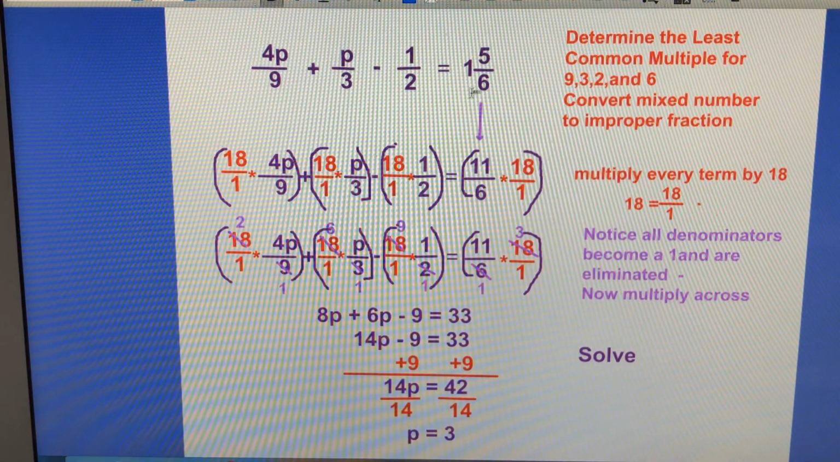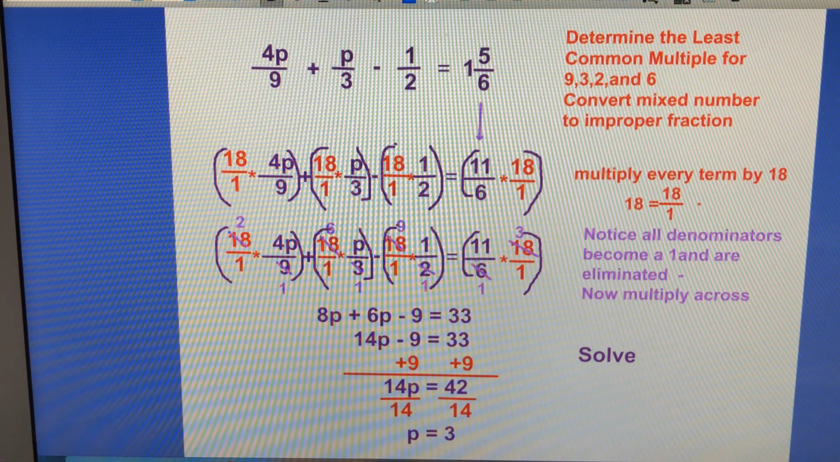In this case, I cannot have 1 5/6. I must make it 11/6, an improper fraction. Look at all my denominators: 9, 3, 2, and 6. 9 is my largest denominator. Do 3, 2, and 6 go into 9 evenly? No. The next multiple of 9 is 18. Do 9, 3, 2, and 6 go into 18 evenly? Yes. Multiply every term by 18 over 1, because 18 over 1 is the same as 18.